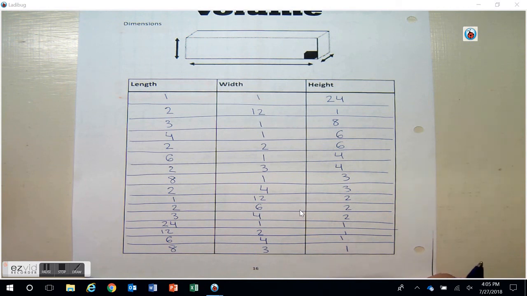Okay, until then, remember, volume is the number of cubic units that fill a shape.